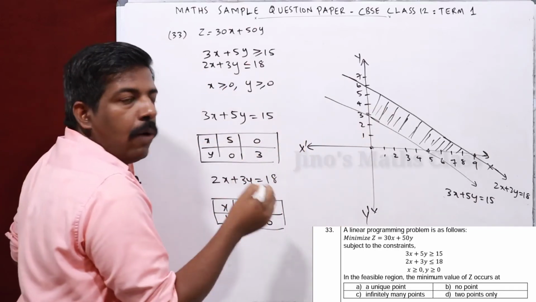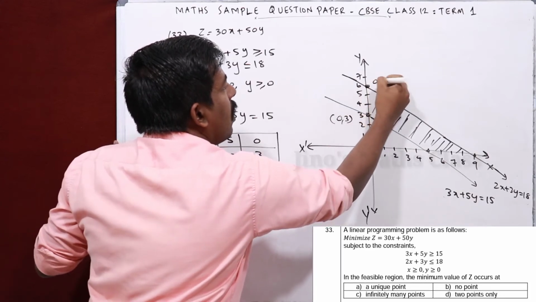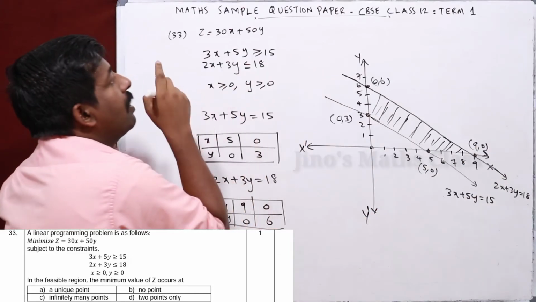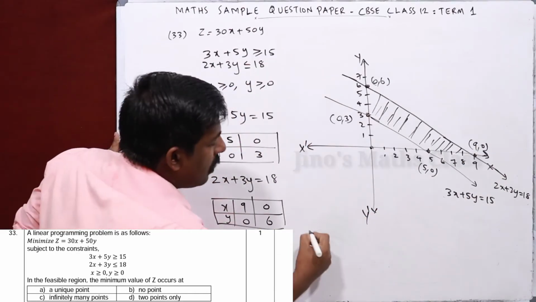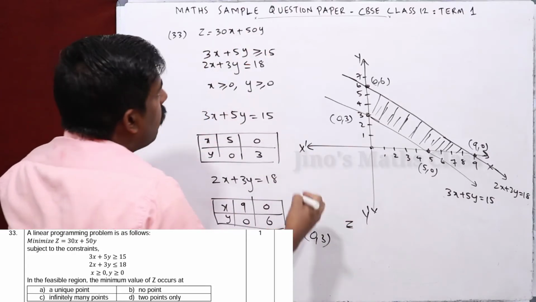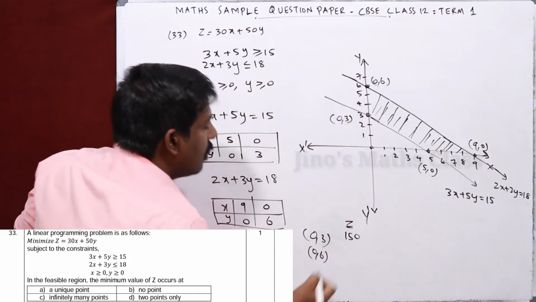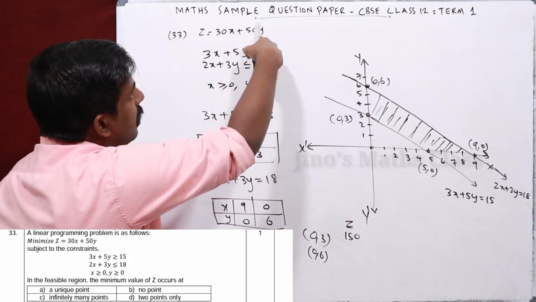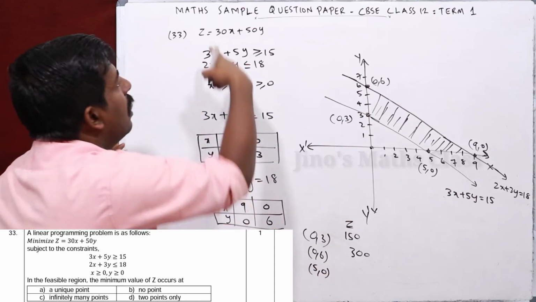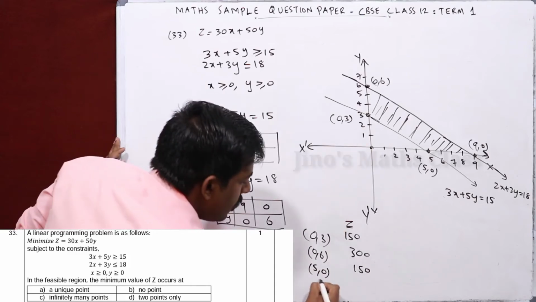Now we can see it is bounded only, so we can directly write the corner points. Here it is 0, 3, here it is 0, 6, here it is 5, 0, and here it is 9, 0. Now we can find the value of z at these corner points. At 0, 3, what is the value of z? Substituting in z, we get 0 plus 150, that means 150 is the value of z at 0, 3. Now we check 0, 6. At that point it is 0 and 50 into 6, that means it is 300. Now we substitute 5, 0. We see 30 into 5, that is 150, plus 0, that means it is 150 only. Now we substitute 9, 0.